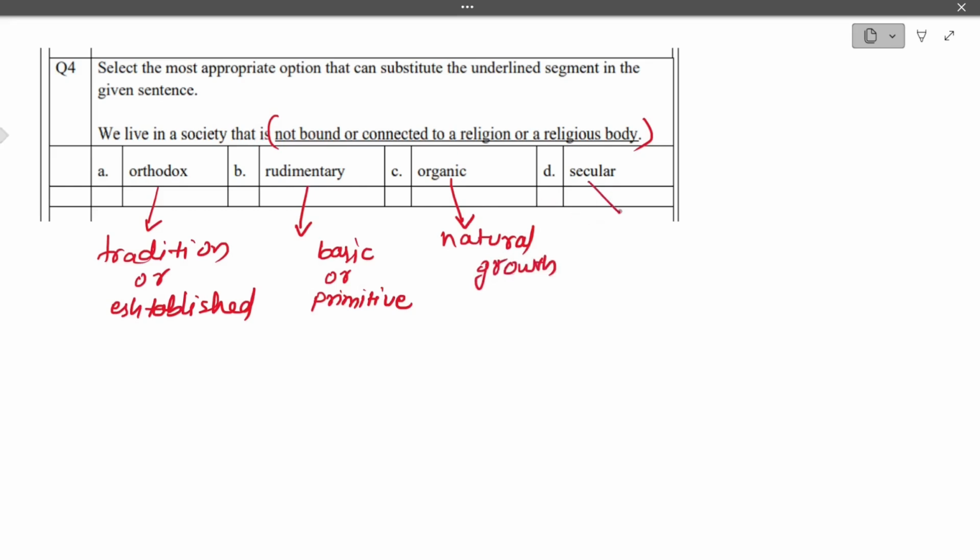And the last one is secular. So secular is exactly correct and the exact meaning of this, because see, secular means what? Secular means non-religious, or separate from religious institutions basically. So the correct answer in this case will be secular, because secular means not bound or connected to a religion or a religious body. So the correct answer is going to be option D, which is secular.